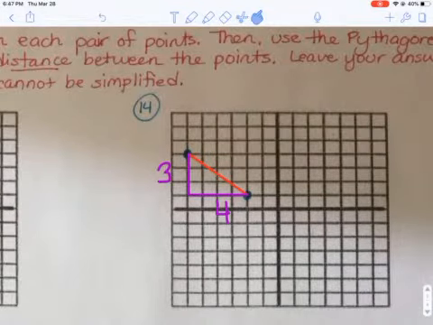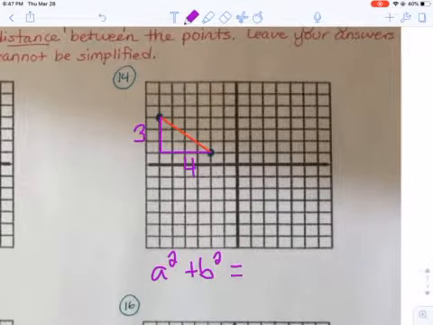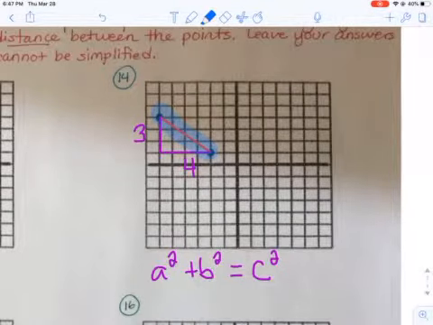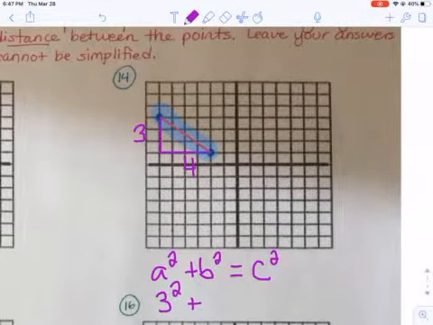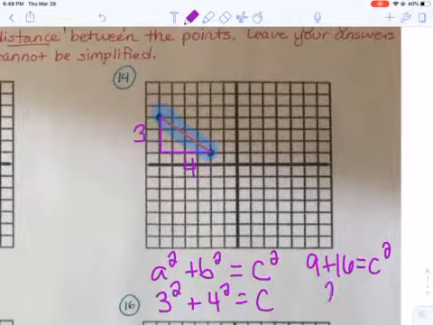Now, the Pythagorean Theorem says that for a right triangle, a squared plus b squared, where a and b are each of the legs, equals the hypotenuse squared, c squared. The hypotenuse ends up being this line here we connected. We don't know the length of it, but we can plug in our values. I can use 3 for a, and 4 for b, and they can be interchanged. Now I'm going to solve for c. 3 squared is 9, plus 4 squared, 16, gives me c squared, which equals 25.